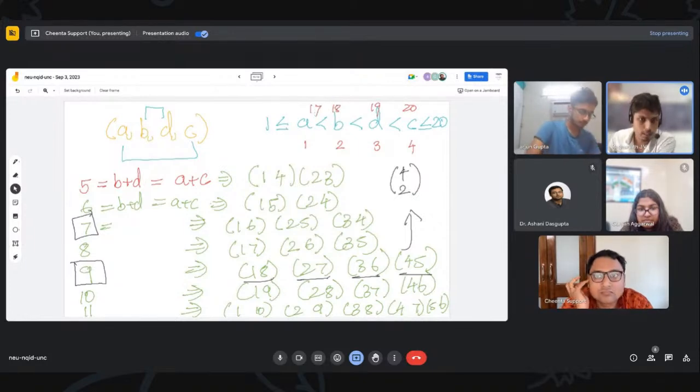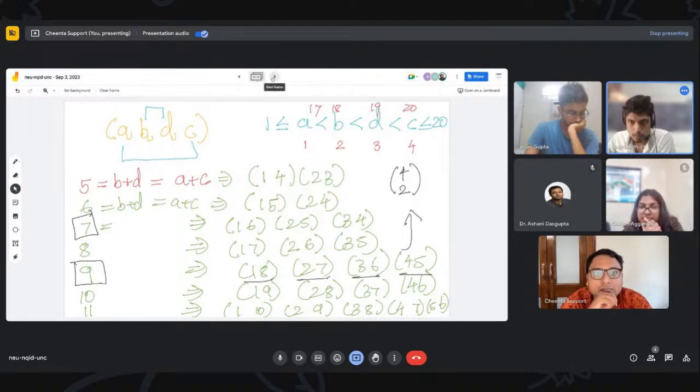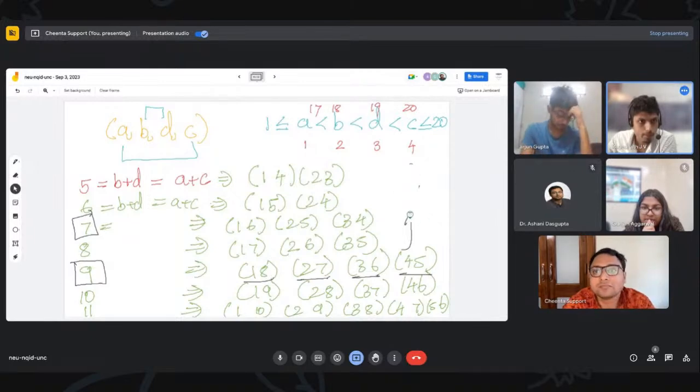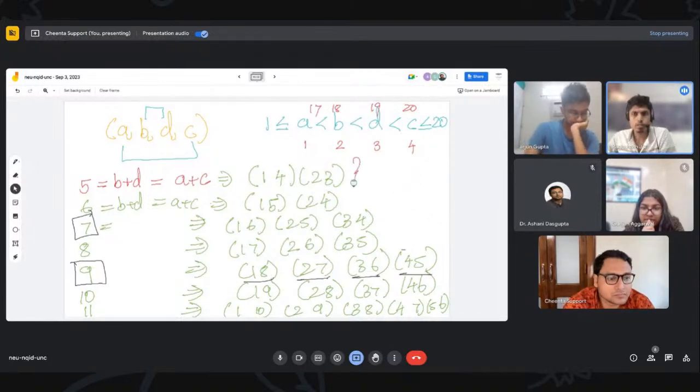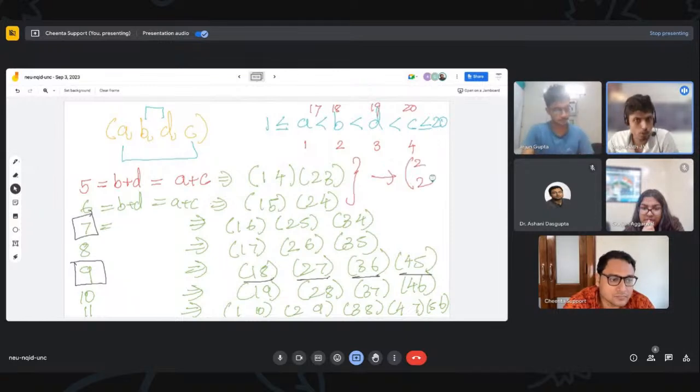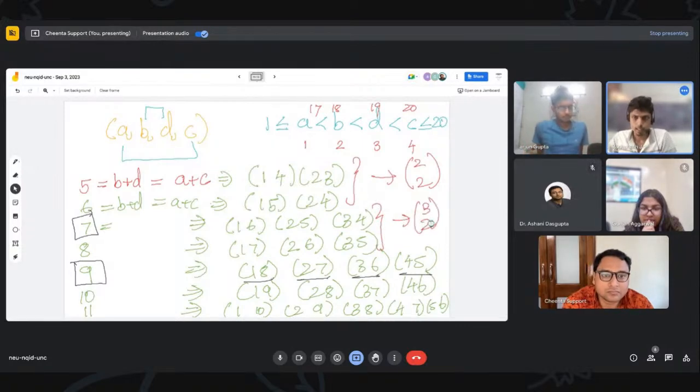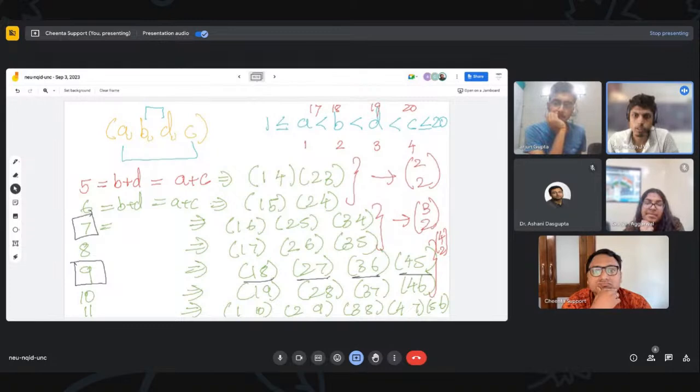So the sum would be 37. So from 5 to 37 it will run. If you see how the pattern goes, let me erase this and write it in. Yeah, so the first two go to 2 choose 2, only one quadruple they can give rise to. The next two give rise to 3 choose 2 quadruples. The next two, 4 choose 2. And similarly, the next two is 5 choose 2. So we can easily see that there is a pattern going on here.